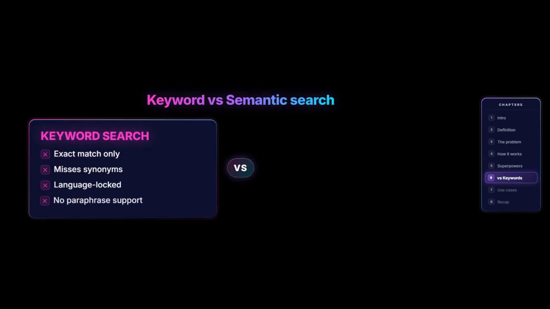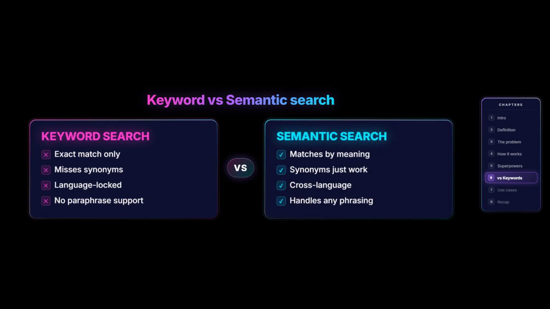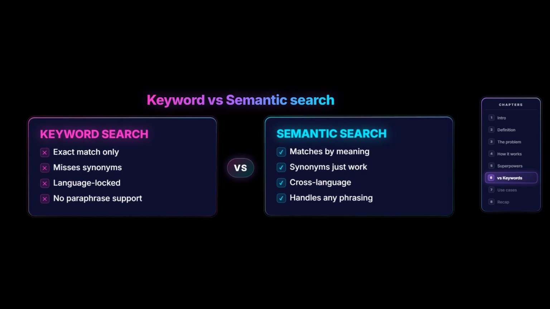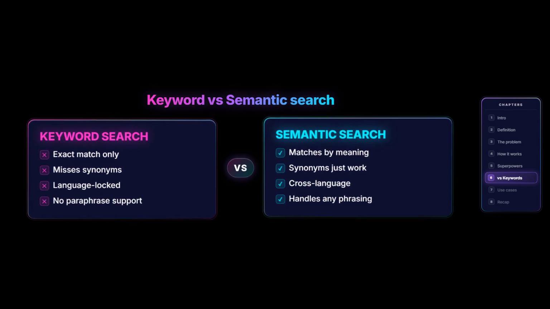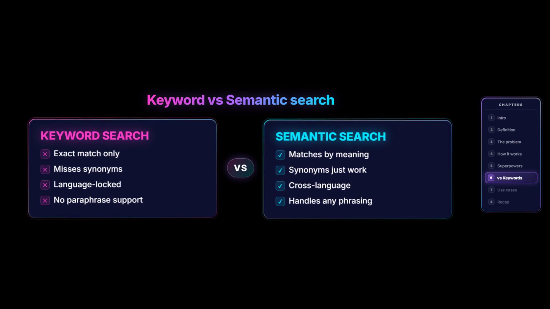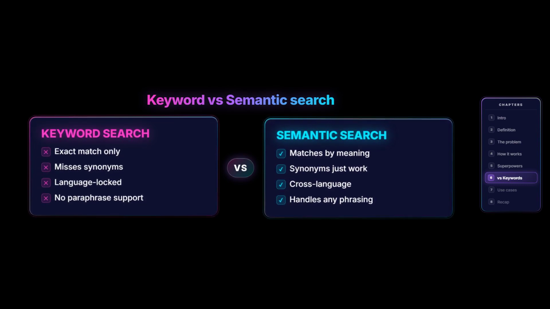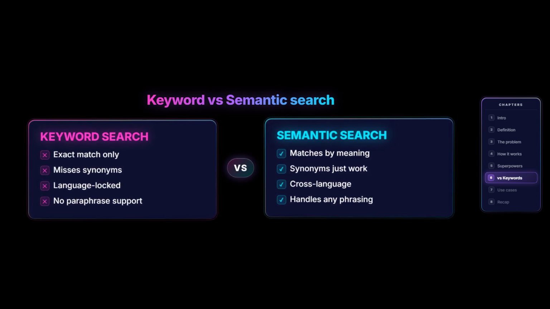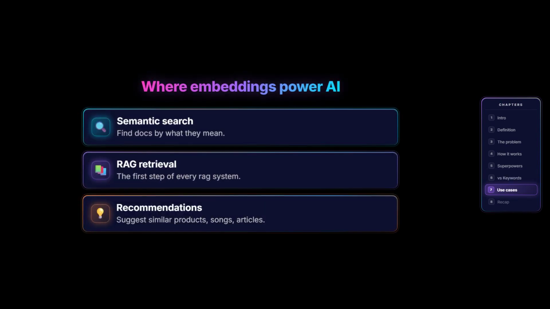What changes? Old keyword search needs an exact match. It is stuck in one language and breaks on paraphrasing. Semantic search with embeddings matches by meaning. Synonyms work, cross-language works, and any phrasing of the same idea returns the same results.